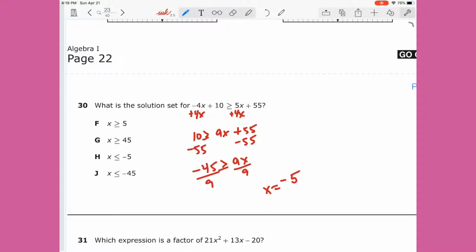Now, be careful. I almost made one mistake. So this is x greater than or equal to negative 5. These have the x on the left side. So when I move my x over, I need to switch my inequality. So when I move my x to the left side, like it is in my answer choices, I need to switch my inequality symbol. So that's going to give me my answer choice H. I was doing it mentally anyways, I just wasn't explaining it well.